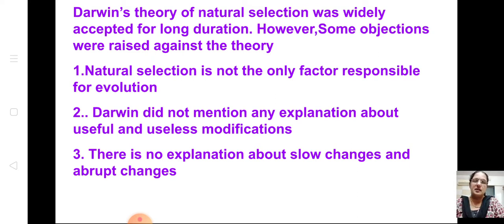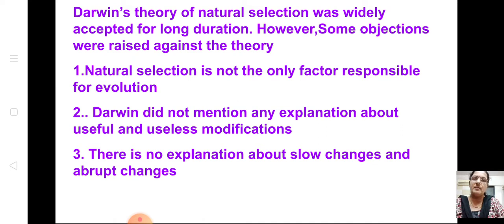Now, this Darwin's theory was accepted for a long duration, but there were some objections raised against this theory. It was not followed later on because natural selection was not the only factor responsible for evolution. So this is one point. Second, Darwin did not mention any explanation about useful and useless modification. We learn in Lamarckism what is useful and useless modification. And third, there is no explanation about slow changes and abrupt changes. So these were the objections.